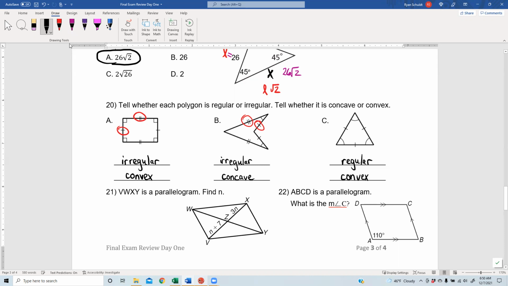Number 21, find n. Well, these diagonals have to be the same. So that means 3n has to equal n plus 7. Subtract your n over. Get you 2n equals 7. Divide by 2, and you get n equals, you can leave it as 7 over 2. You can also write it as 3.5.